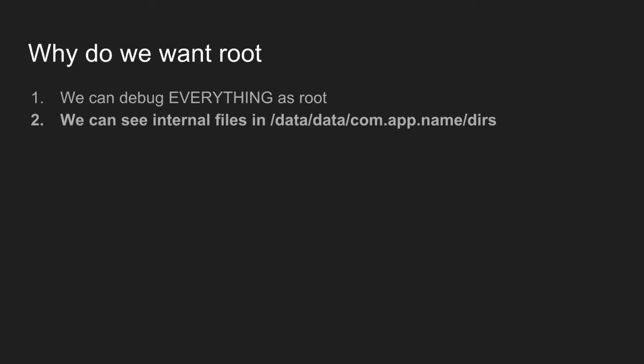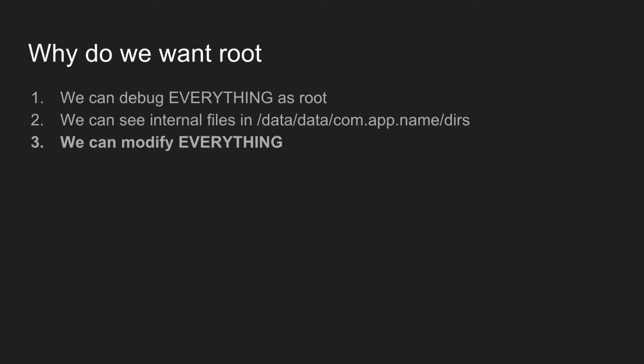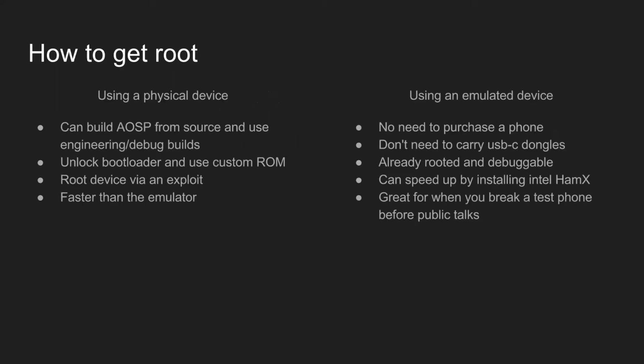You can also see all the internal files in /data/data/<app name> dir, right? Usually these are out of scope for bug bounties, but they contain really juicy information. They might contain tokens, cookies, secrets, or other values that can allow you to change application flow. So one of the things I like to do is go in there, grab a bunch of data, see how they're doing the web authentication, and I can pound away at a web API, right? And you can also modify everything as root. So any kind of system file or setting, you can change.